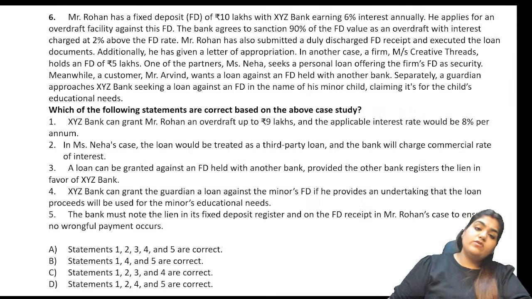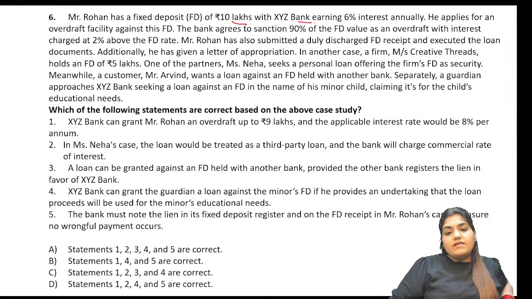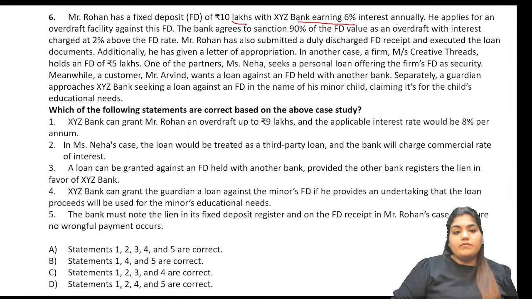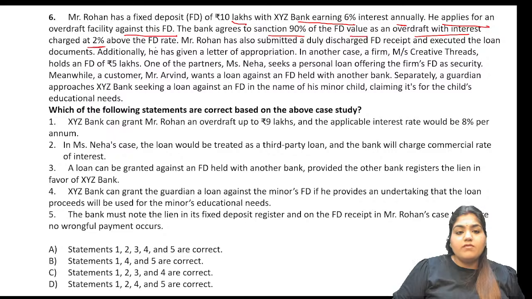Rohan has a fixed deposit of 10 lakh rupees with XYZ bank earning 6% interest annually. He applies for an overdraft facility against that FD. The bank agrees to sanction 90% of the FD as an overdraft with interest charged 2% above the FD rate. Rohan has also submitted a fully discharged FD receipt and executed the loan documents. So whatever they are doing is correct. Additionally, he has given a letter of appropriation, on how to use that money.